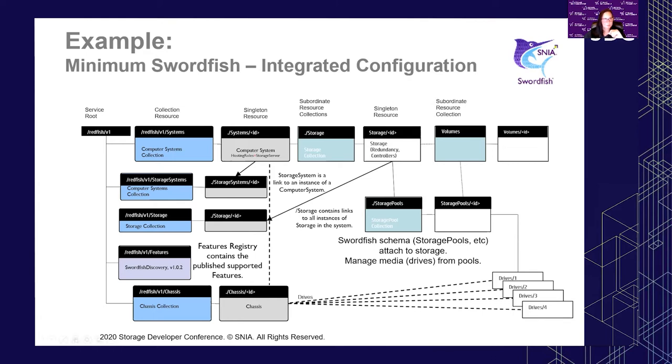The other thing we've added is this features registry. What the features registry does is it shows the client what functionality those storage systems can support. We have a set of 14 features that each storage system can advertise support for.